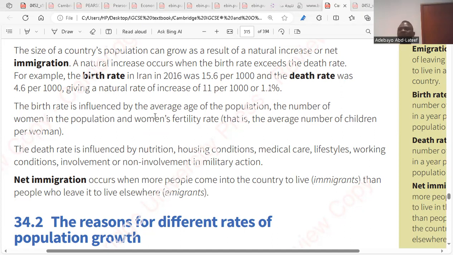If a large number of women in that population are fertile, they will be able to give birth to a lot of children, so that increases the population. I think birth rate is clear. Then we go to the death rate.